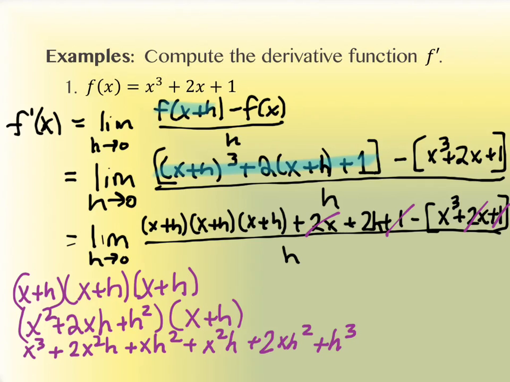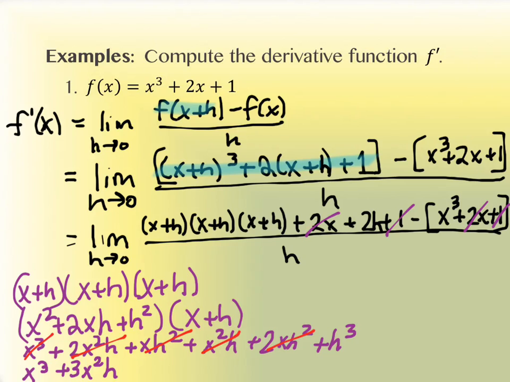So some of these are going to combine. Obviously, x cubed doesn't combine with anything, so I've taken care of that one. What's going to combine with the 2x squared h? Yeah, this one and this one, right? So those two combine to give me 3x squared h. The next two also combine, right? Xh squared and 2xh squared.